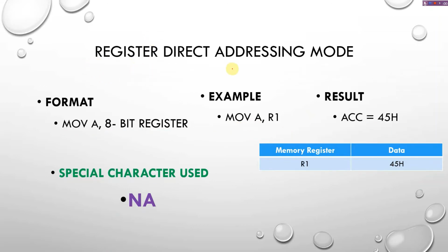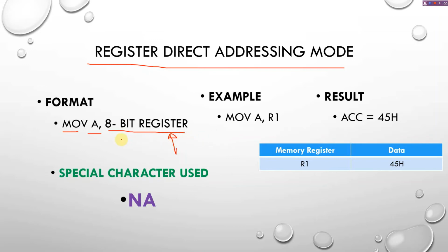Next is your register direct addressing mode. Register direct addressing mode consists of the assembly instruction format MOV A, 8-bit register. Now here the 8-bit register can be specified in two ways, either by the address of the register or by the name of the register. The names of the registers we have already discussed are designated as R0, 1, 2, 3, 4, 5 till R7 for each of the register banks.